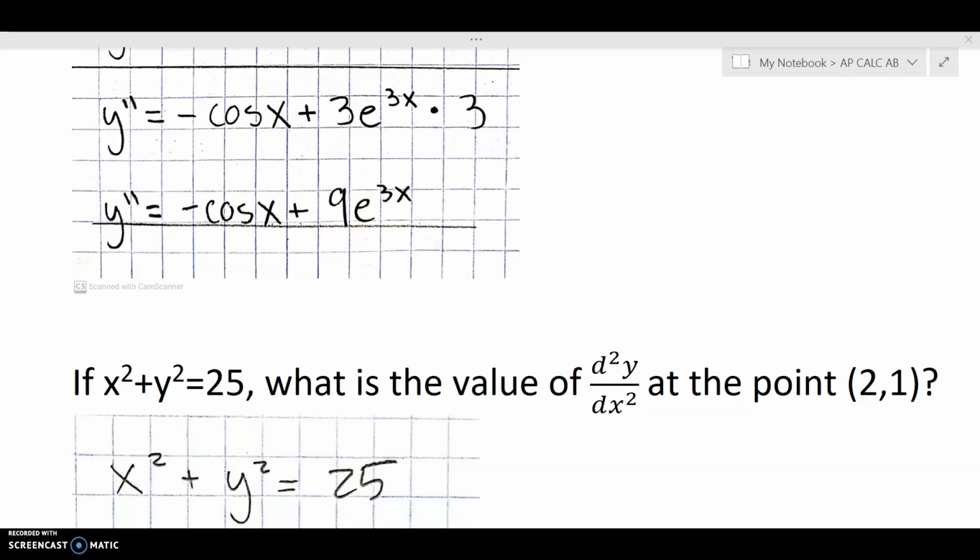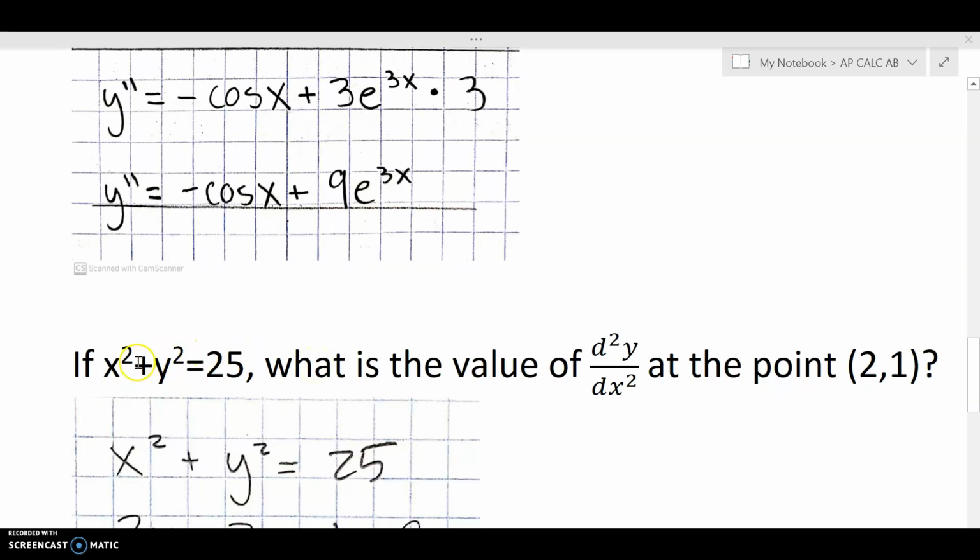Okay, finally for our last problem, we're going to be taking the second derivative again. The only thing that changes here is that we're going to be using a little bit of implicit differentiation. So let me show you what I mean by that. If x squared plus y squared is equal to 25, what is the value of d squared y over dx squared at the point (2, 1)? So as you can see, this is just one of our many notations for the second derivative. So it's asking to find the second derivative. So let's first start off by finding the first derivative.